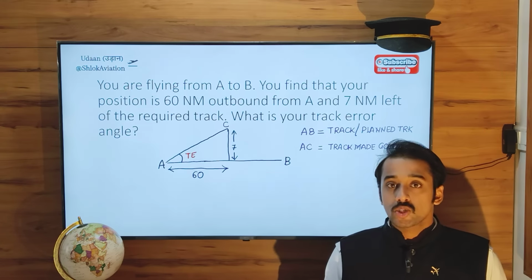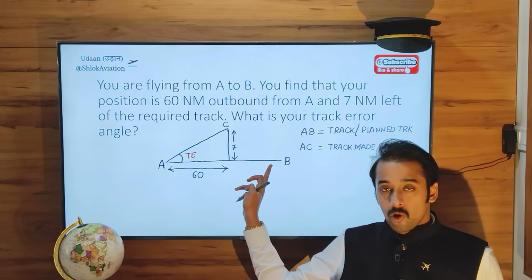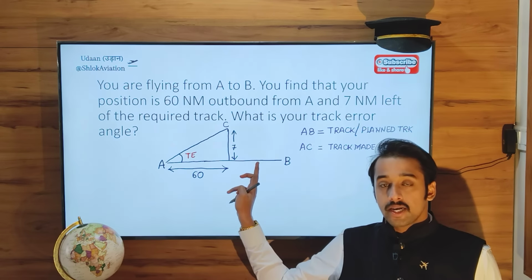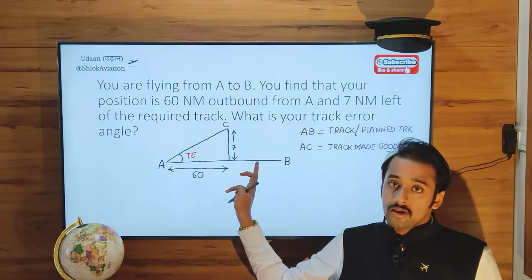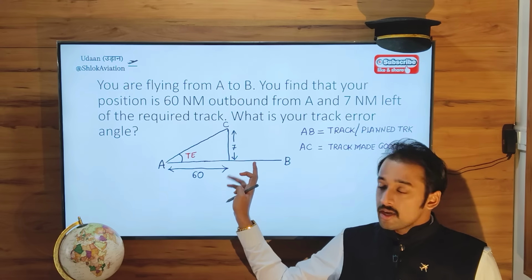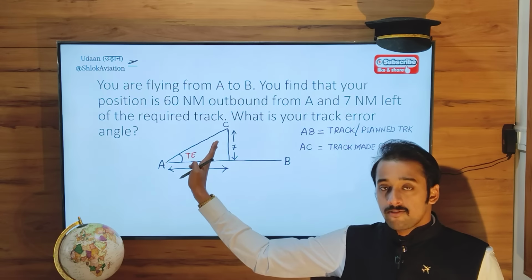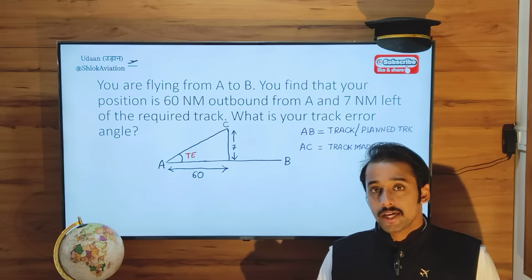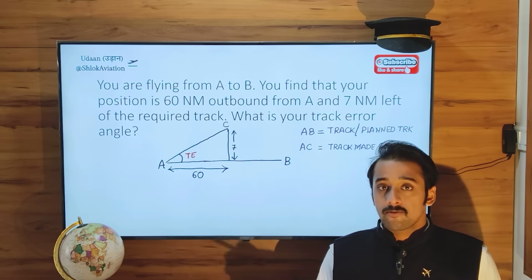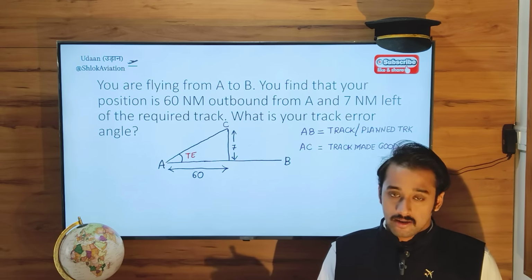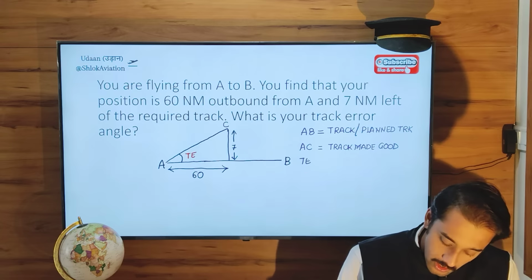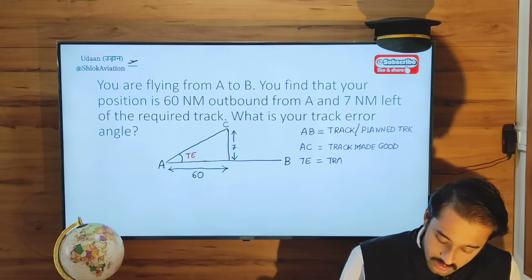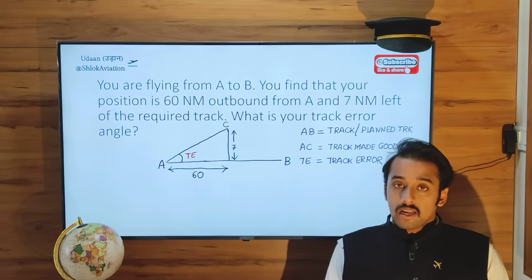You were supposed to fly A to B by following this planned track, but due to crosswind conditions and lack of adequate crosswind correction technique, you have found yourself 7 nautical miles to the left of the original planned track, and therefore there is an angular difference between what you planned and what you're getting, and that is your track error. So TE stands for your track error. Now let's calculate this track error.